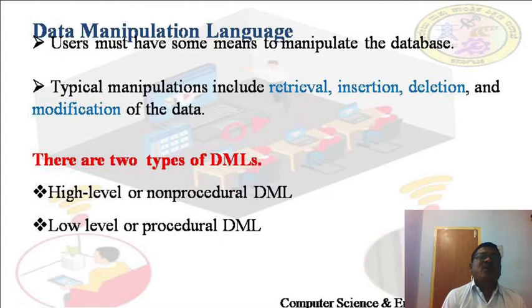Then data manipulation language. If you want to manipulate the database, then you use data manipulation language. That means if you want to insert values into the database, retrieve information from the database, delete some information from the database, or modify the data, at that time you use data manipulation language. There are two types of data manipulation languages. One is high level or non-procedural DML. Another one is low level or procedural DML.